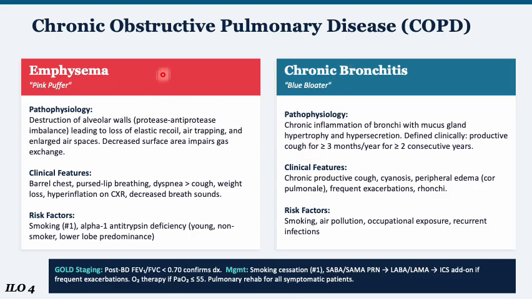So as opposed to the pink puffers, you have the blue bloaters, and this is more so what you would see in the typical COPD patient. So you have chronic inflammation of the bronchi with mucus gland hypertrophy and hypersecretion. It's usually defined clinically by a productive cough for greater than 3 months of the year and for more than 2 years.